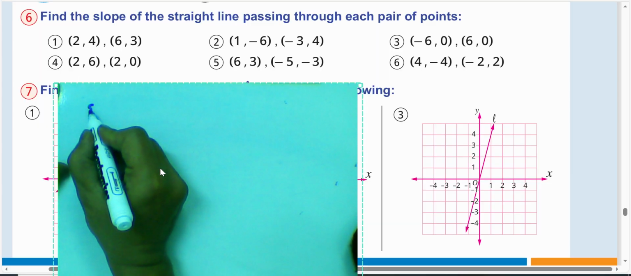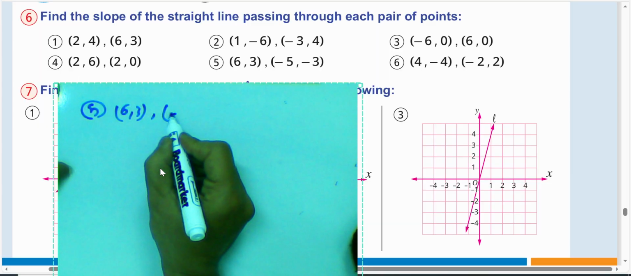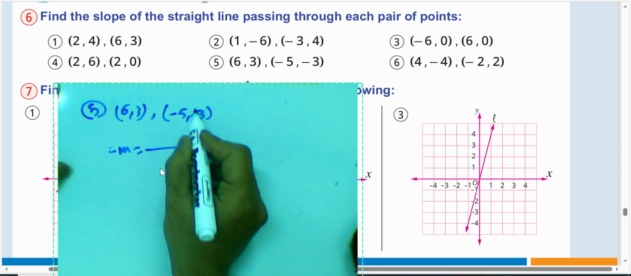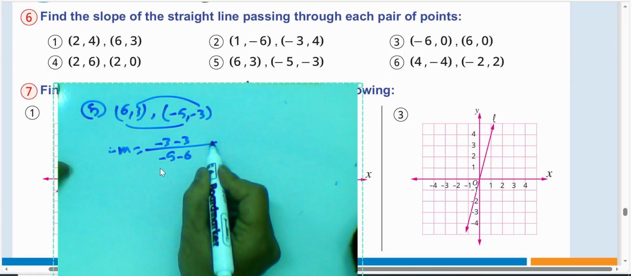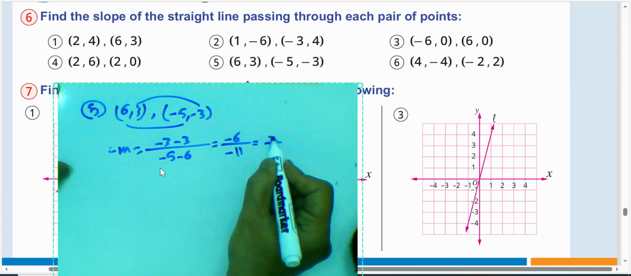Okay, question number 5. We have (6, 3) and the next point (negative 5, 3). The slope will be equal to negative 3 minus 3 over negative 5 minus 6. Negative 3 minus 3 is negative 6, negative 5 minus 6 is negative 11. The result will be 6 over 11.